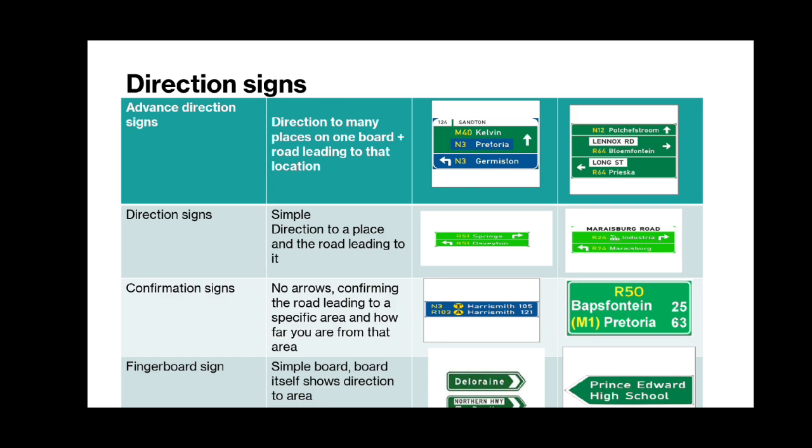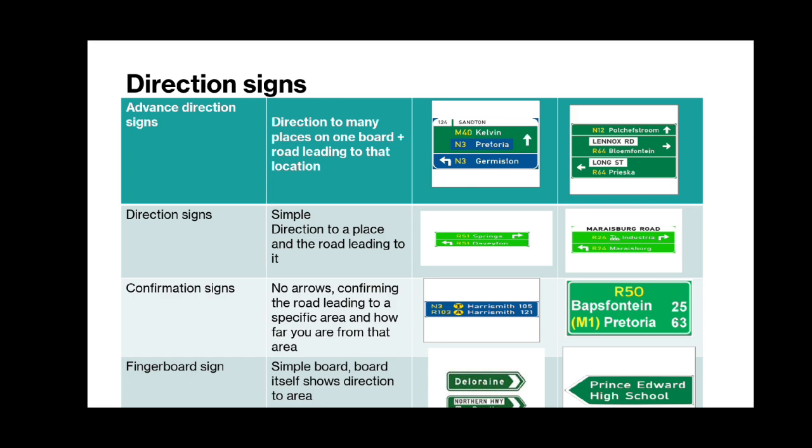Third, we have confirmation signs. These appear after the turn or junction. No arrows, just distances. They're just confirming that you're on the right route. And last, we have fingerboard signs. These are like the old school signs that are shaped like arrows, often white with black letters. They're usually found in rural or regional areas.